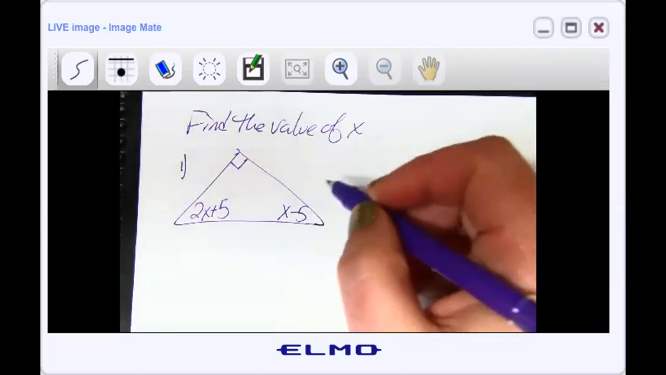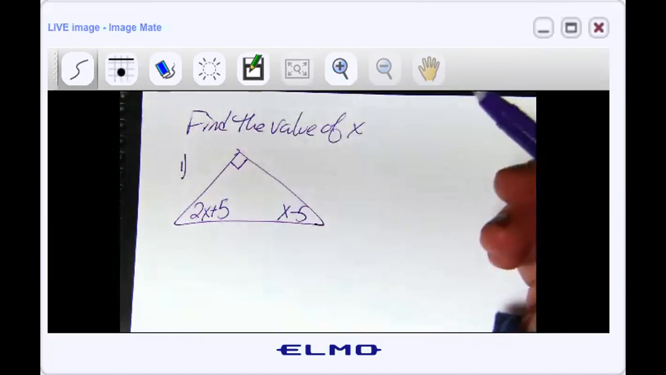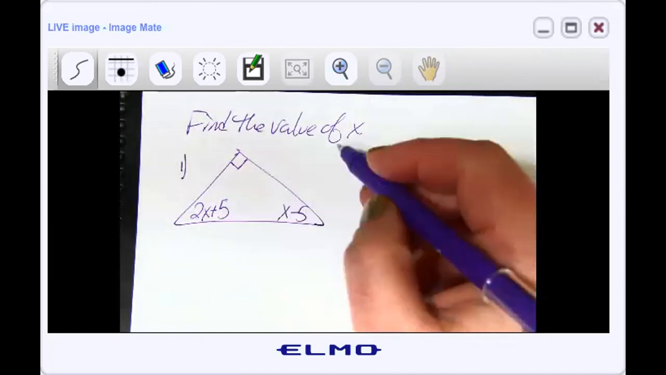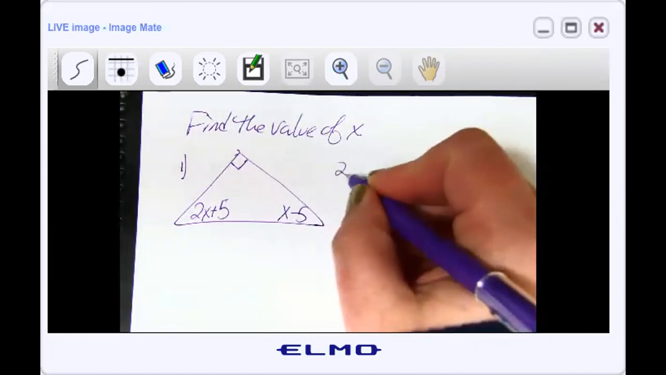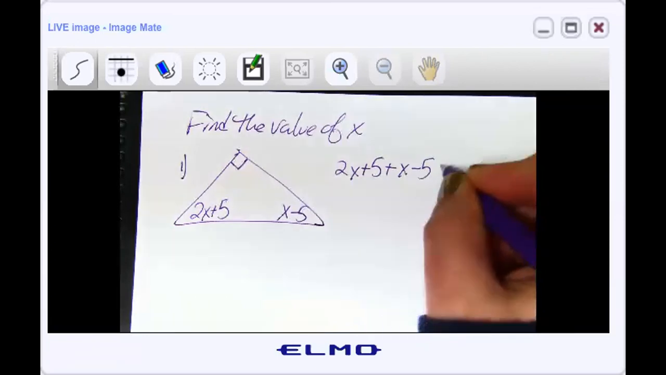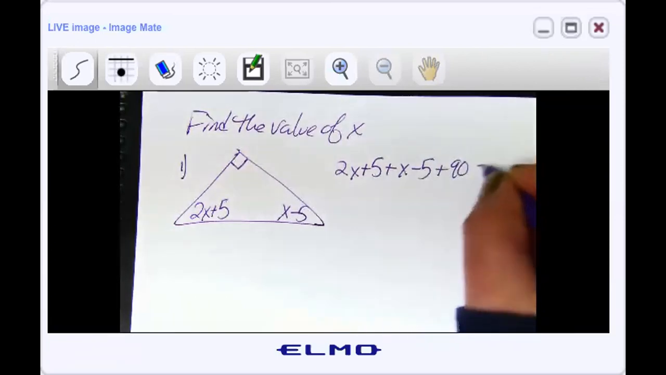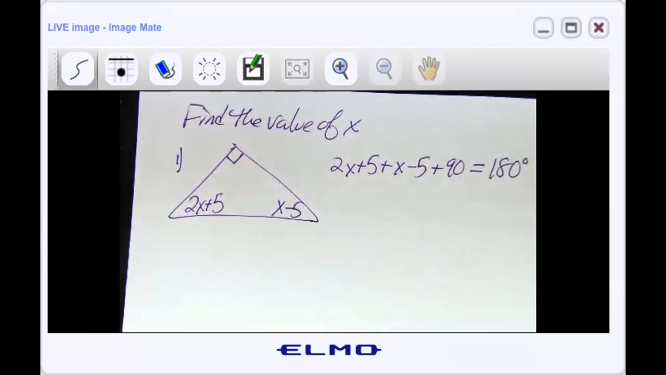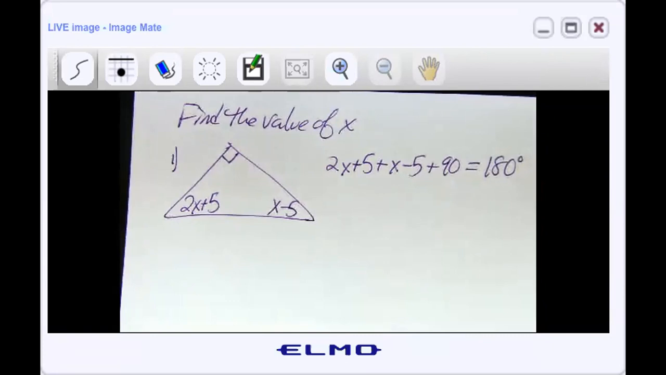In this case, it doesn't matter what order you add them in, right? Because I'm just adding, so you can add in any order you like. Let's say I added these two and then that one. So I would just do 2x plus 5, add to that x minus 5, add to that 90, and all together those three angles should get me to 180 degrees. All right, so now it's just up to me to evaluate this correctly.